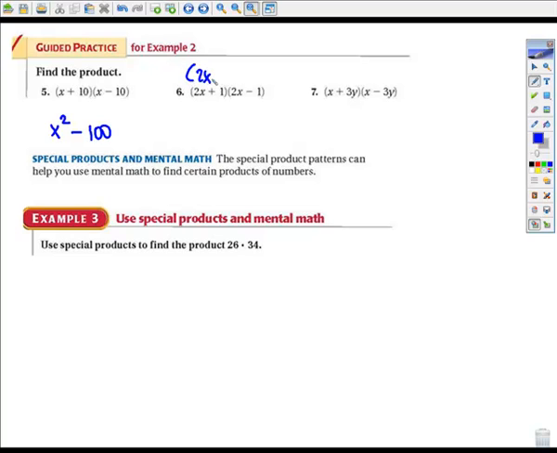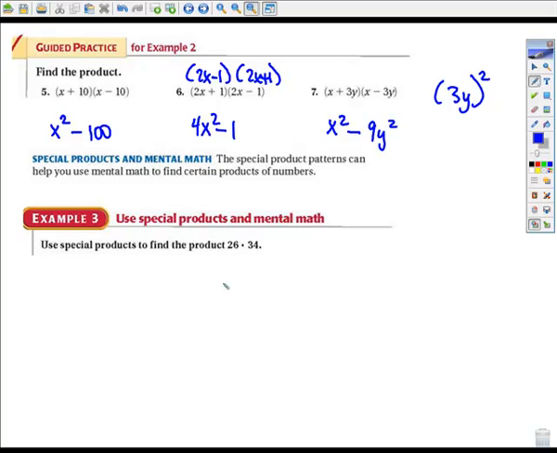Let's see, I have 2x minus 1 times 2x plus 1. Your b's have to be the opposite. So if I square the 2x, it's 4x squared, and then minus 1 squared is just 1. If I square x, I get x squared, minus 3y squared is really 9y squared. I can use mental math with these special types of products to get an answer quickly.